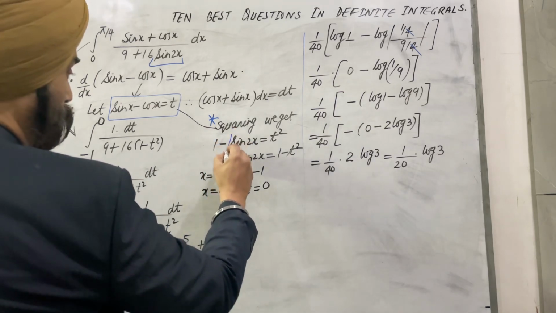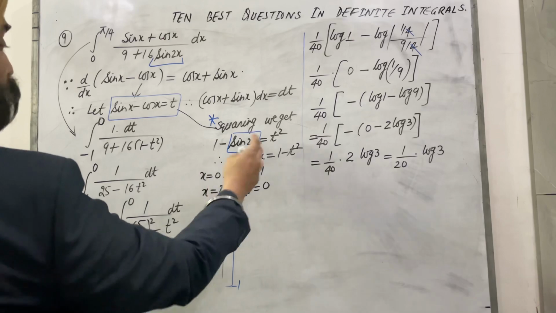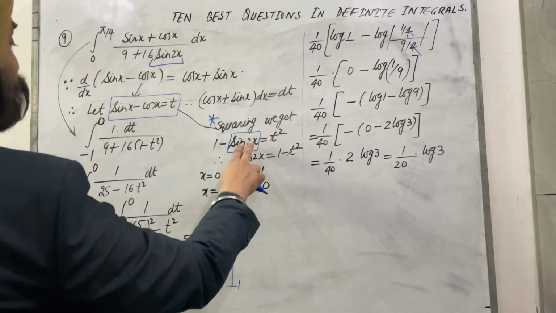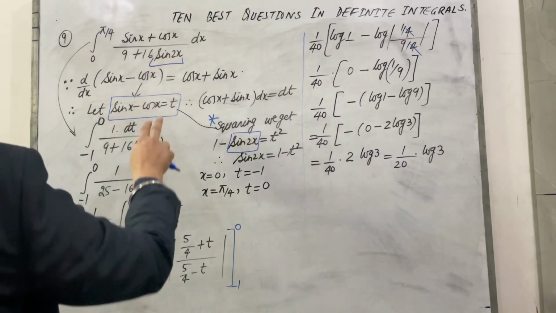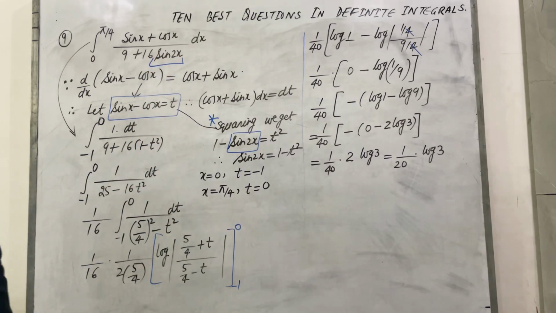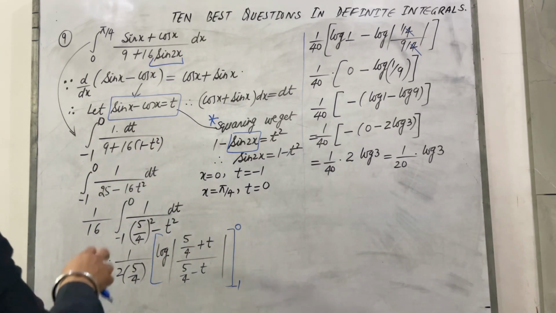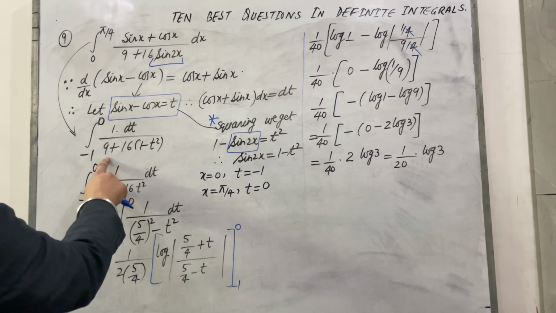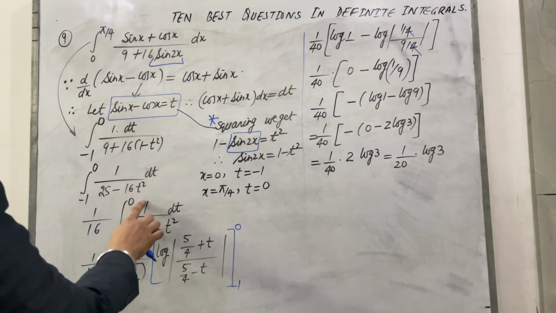From here, we can get the expression for sin 2x if I shift it to the other side and shift t squared to the left hand side. Sin 2x comes out as 1 minus t squared. The same sin 2x will be replaced by 1 minus t squared. So what I get is 1 upon 9 plus 16 (1 minus t squared), which can be simplified and written as 9 plus 16, that makes it 25, minus 16 t squared here.